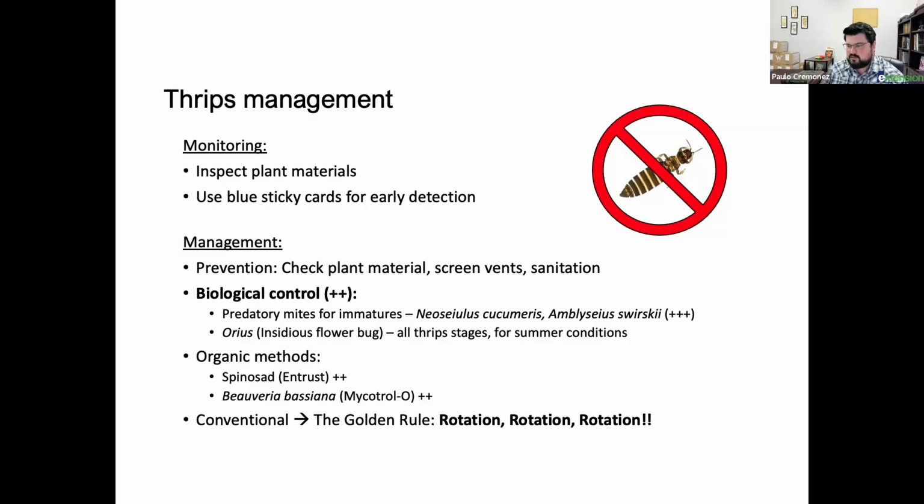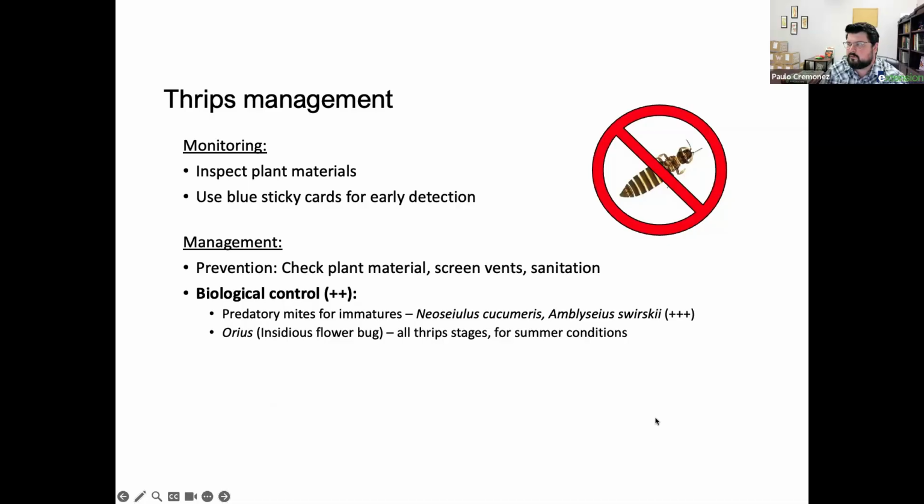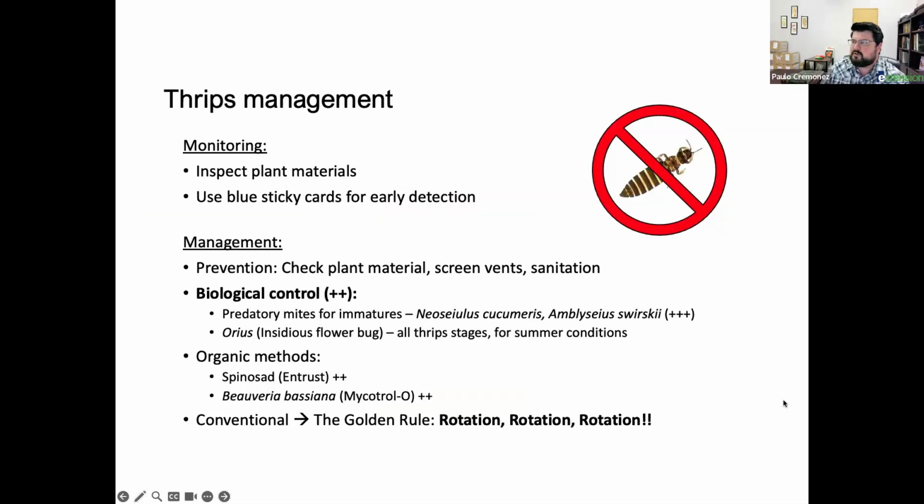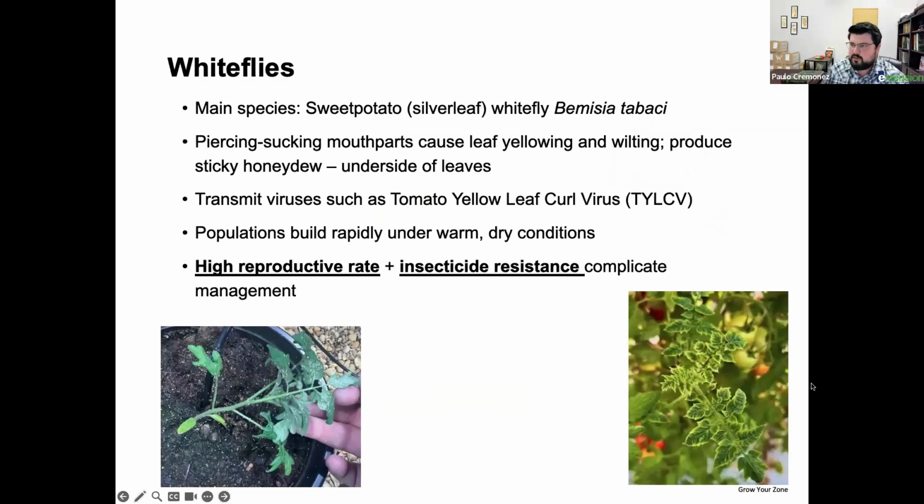For organic methods, use of spinosad is very good for that. And the fungus Beauveria bassiana, like Mycotrol O, is also very good. And again, for conventional, rotation, rotation, rotation. That's the summary that you can recall for this management option here. Jumping on to whiteflies.